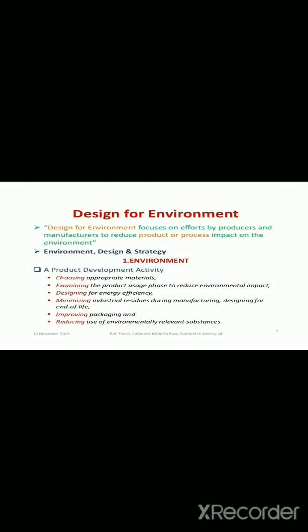What is design for environment? Design for environment focuses on efforts by producers and manufacturers to reduce product or process impact on the environment, and the environmental design strategy is as follows. First one is product development activity. In that particular activity, the first step is choosing, examining, designing, minimizing, improving, and reducing use of environmentally relevant substances. These are the steps of environmental product design activity.